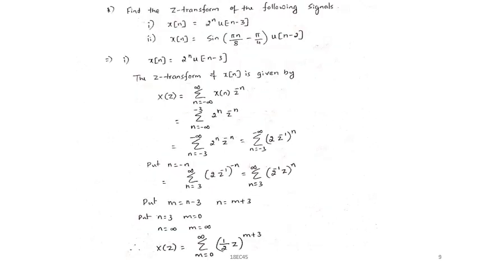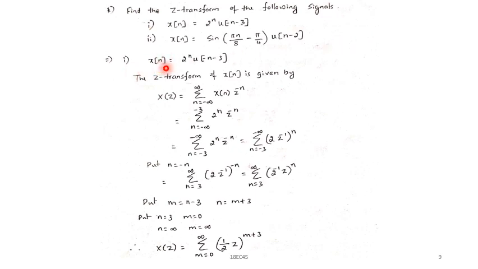So the next problem is find the Z transform of the following signal, with x of n is equal to 2 to the power n u of minus n minus 3. And second problem is x of n is equal to sine pi n by 8 minus pi by 4 into u of n minus 2. And this question is also appeared in the model question paper.